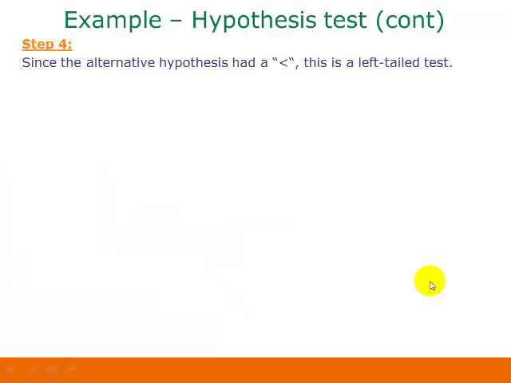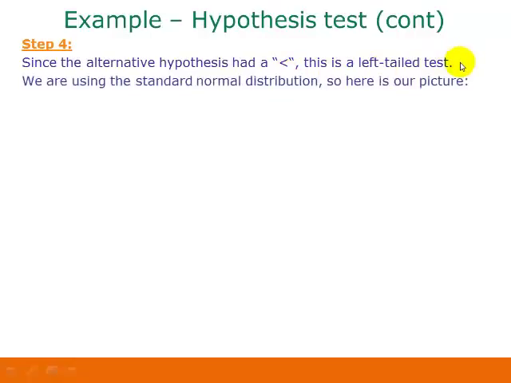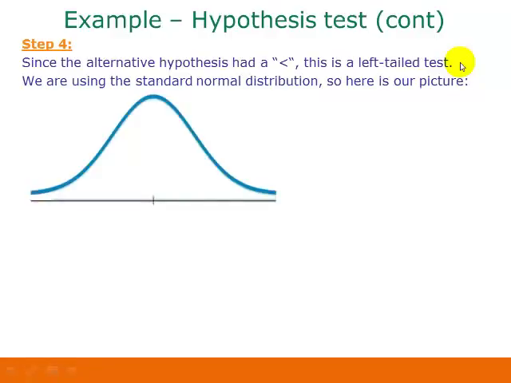Now for step 4, we need to think about what kind of test we have. Since our alternative hypothesis had a less than, this would be a left-tailed test. And remember our test statistic formula used the symbol z, so that means we're using the standard normal distribution. So here's our picture.